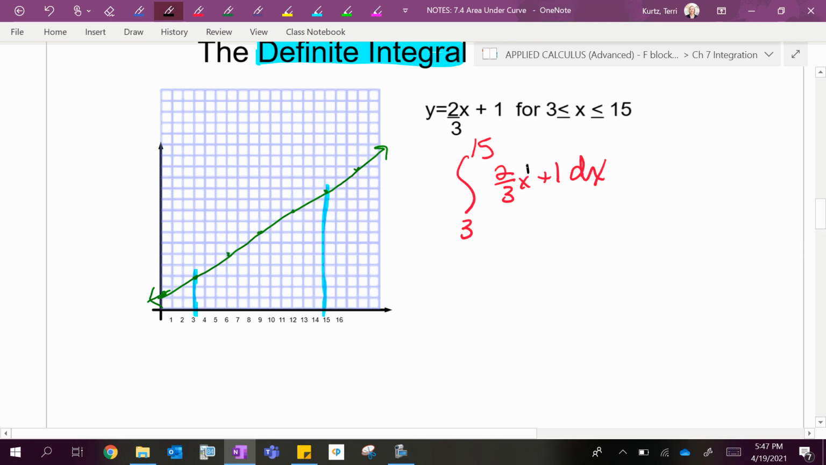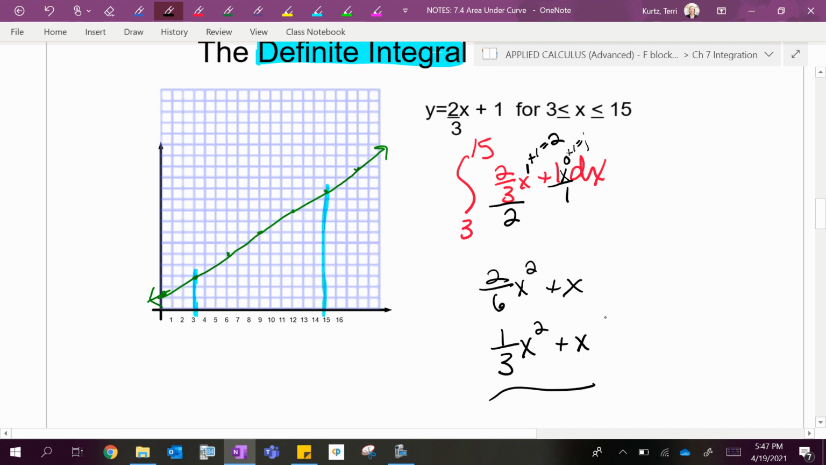In order to do that, we consider x as having an exponent of 1. We add 1, we get 2, we divide by 2. This becomes 2/6 x squared, which we simplify to 1/3 x squared. The 1 is 1 times x to the 0 power; add 1, divide by 1, and we get plus x. So here's our antiderivative, and we want to find the definite integral from 3 to 15.